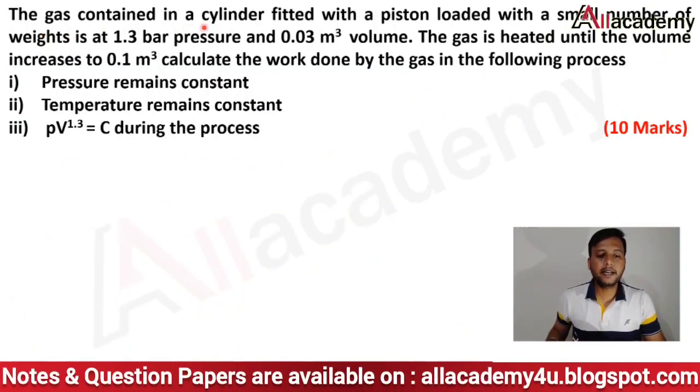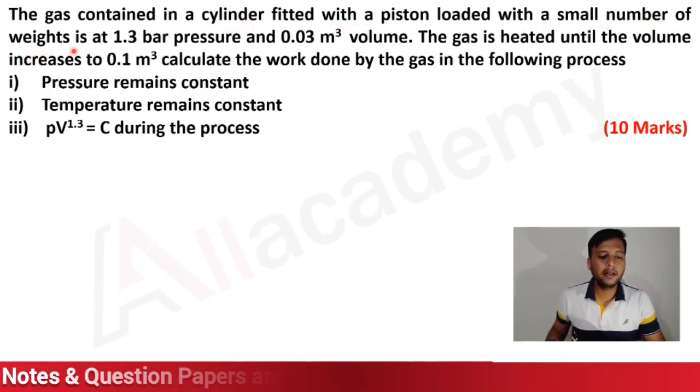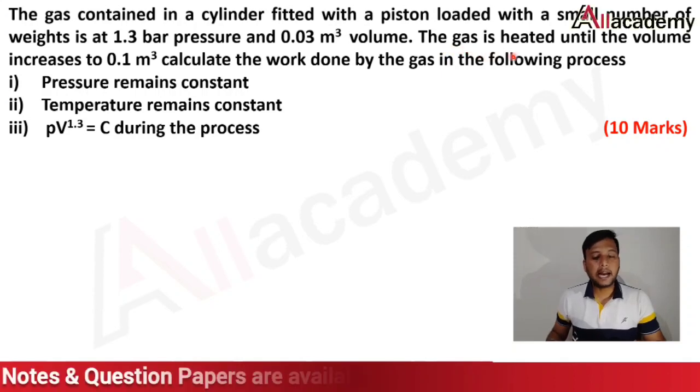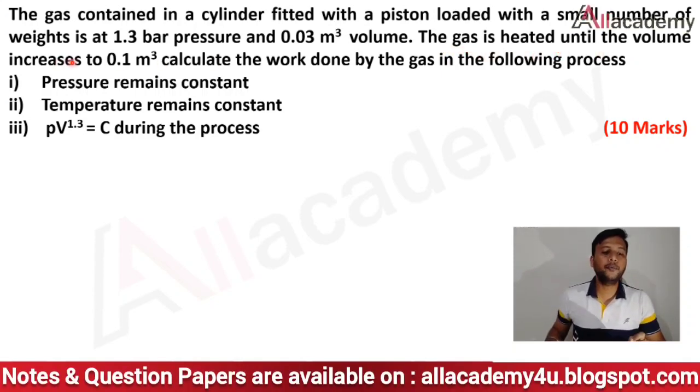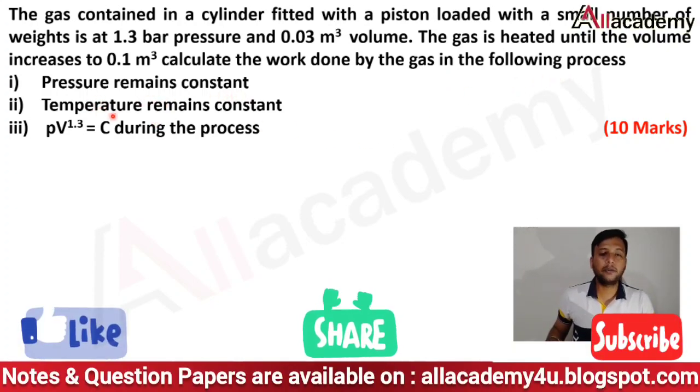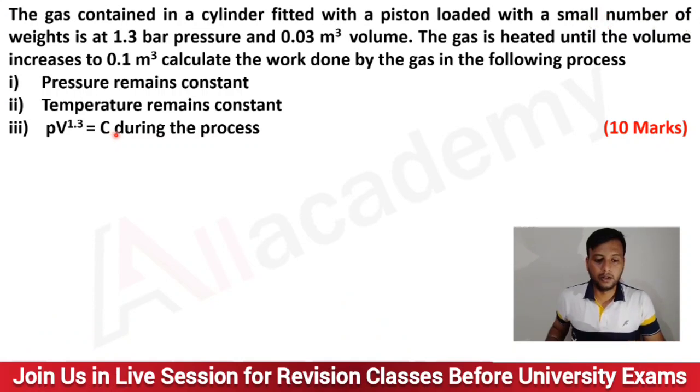A gas contained in a cylinder fitted with a piston loaded with a small number of weights is at 1.3 bar pressure and 0.03 meter cube volume. The gas is heated until the volume increases to 0.1 meter cube. Calculate the work done by the gas in the following processes. First, the pressure remains constant; second, the temperature remains constant; third, when PV raised to 1.3 is equal to constant.